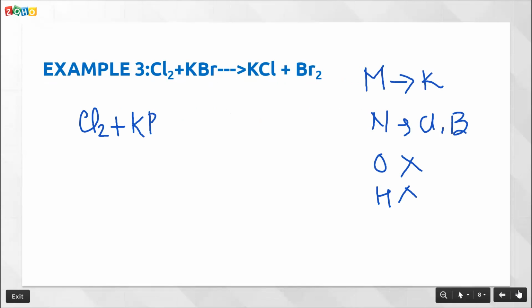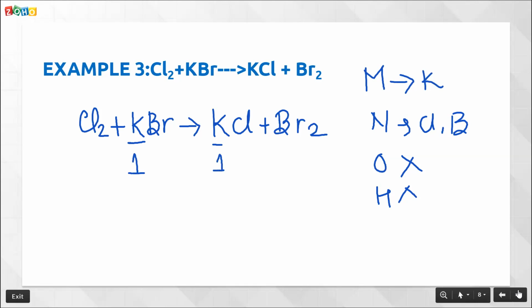Cl2 plus KBr gives KCl plus Br2. So first balance the potassium, potassium 1, potassium 1. It is already balanced. Now moving to chlorine, chlorine 2, chlorine 1. It is not balanced. To balance it, we'll be writing 2 here. Now the number of chlorine atoms has changed to 2 and potassium has also changed to 2. Now again move to step 1. Potassium 1, potassium 2. It is not balanced, so we'll be writing 2 here. Potassium 2, potassium 2. Balanced. Coming to chlorine, chlorine 2, chlorine 2.